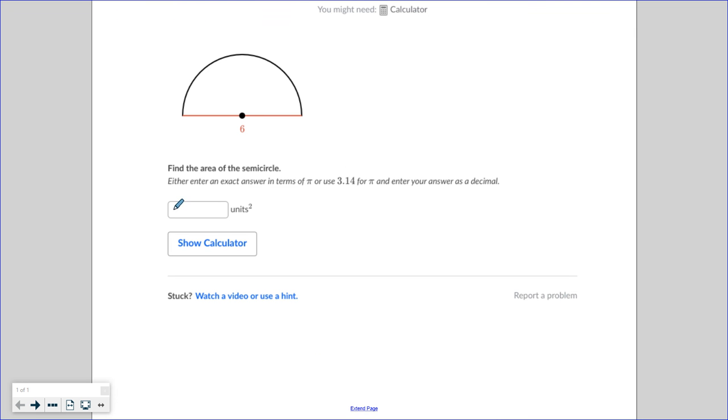It says, find the area of the semicircle. Semicircle literally means half a circle. Either enter an exact answer in terms of pi or use 3.14 for pi and enter the answer as a decimal. All right, so let's talk about this.